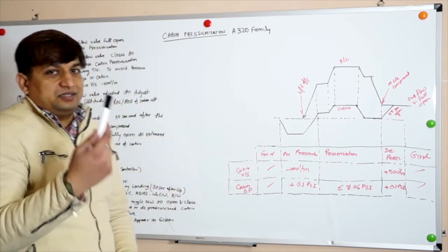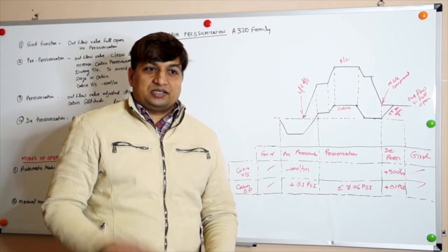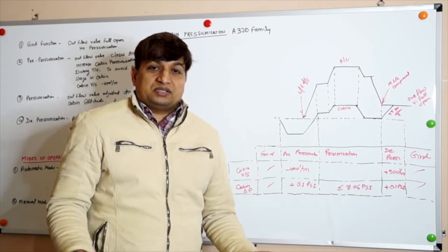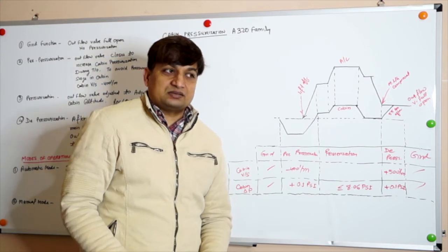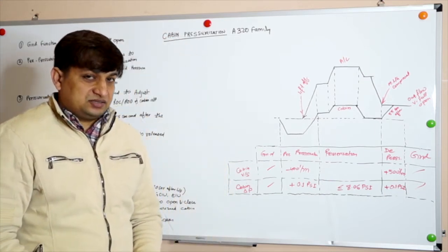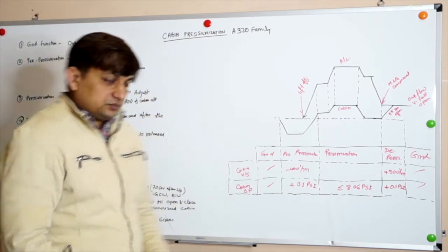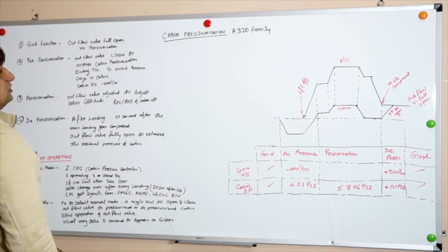That is the main function, to make passengers feel comfortable. Otherwise, when the aircraft is going to 33,000, 34,000, 35,000 feet, at that level the air pressure will be very low, and no one can survive at that pressure level. So that's why pressurization is a very important topic. Okay, at ground, the outflow valve will be fully open, no pressurization.